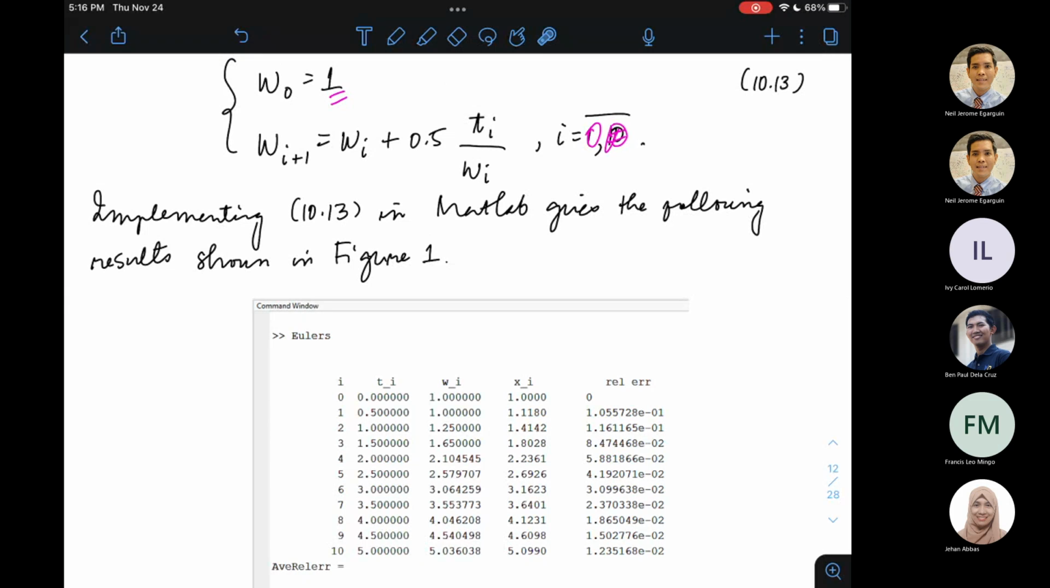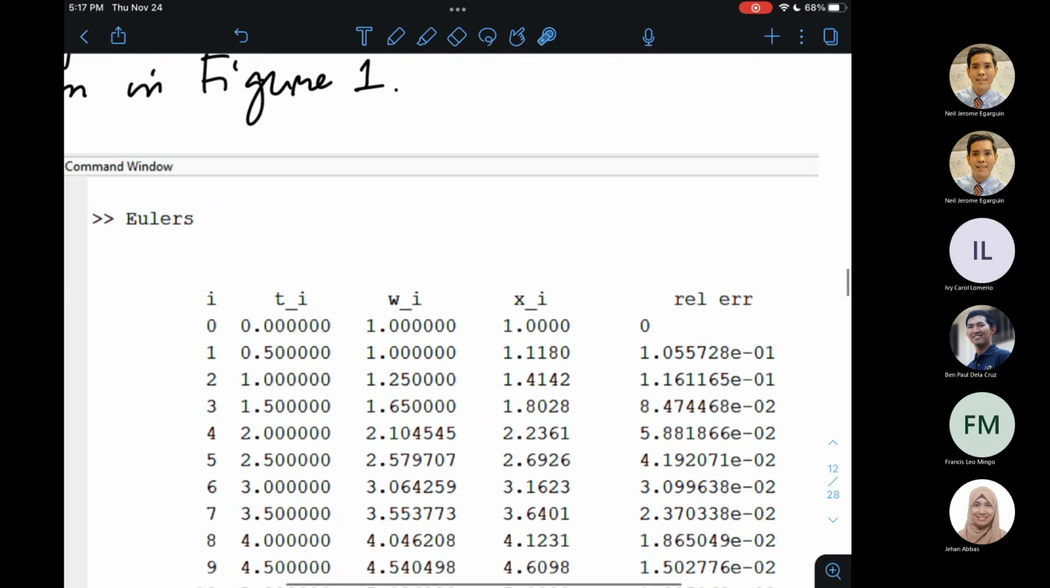Lahat pala hindi ko na pinansin, no? Sorry, nakita ko na. t sub i. Yeah, t sub 0 pala yung kailangan ko rito. Right? So this is w sub 0 plus 0.5 times t sub 0 over w sub 0. So this would be 1, then this would be 0 kasi t sub 0 yung kailangan ko. Tapos w sub 0 is 1. So that's going to be 1 plus 0 over 1 times 0.5. So that's going to be 1. So tama yung program ko. Mali yung computation ko by hand. Okay? So and then, actually kaya nga siyang manu-manuhin eh.